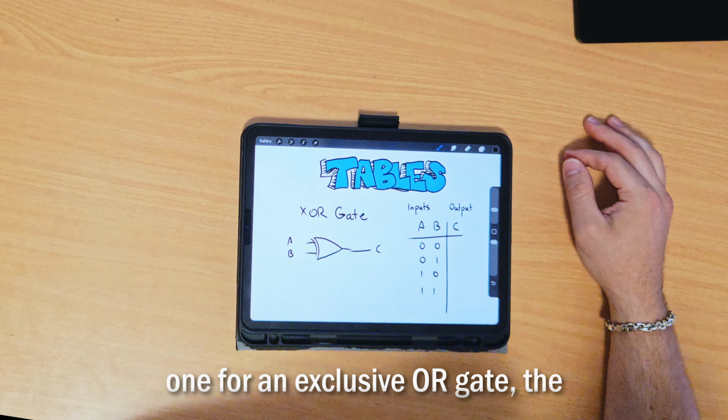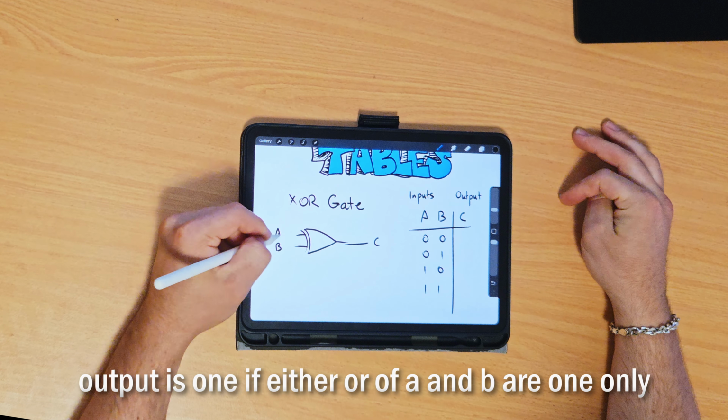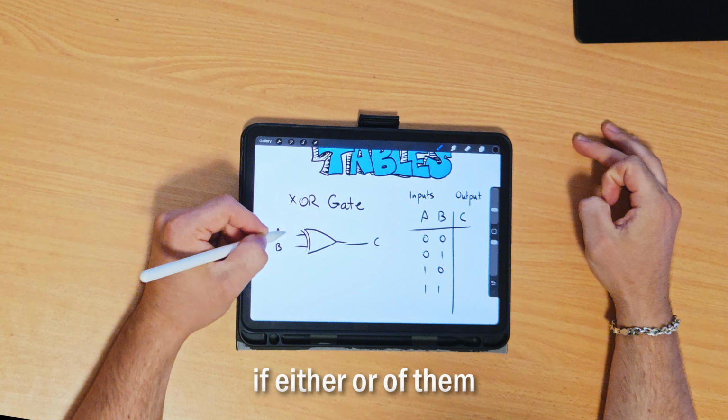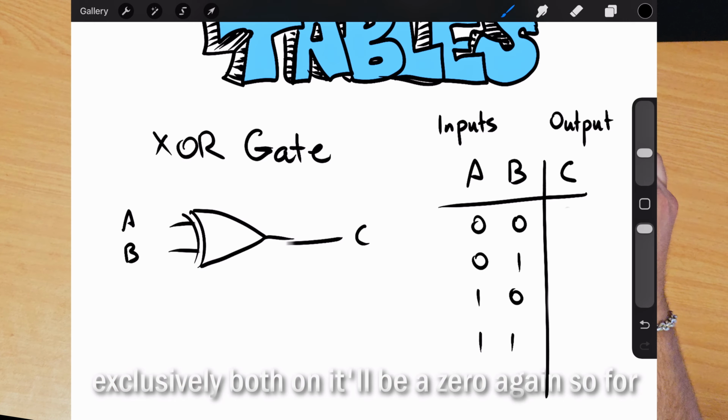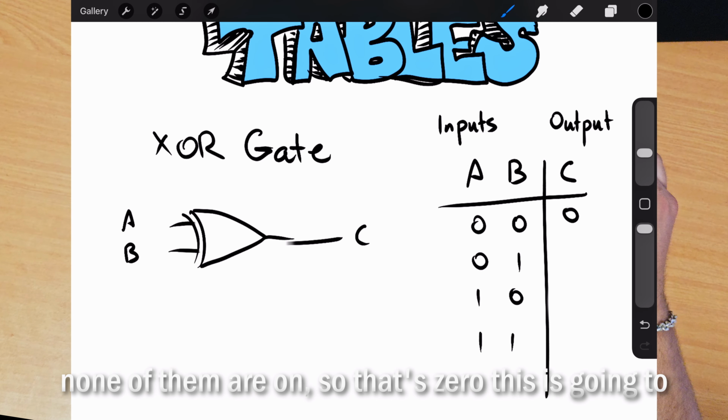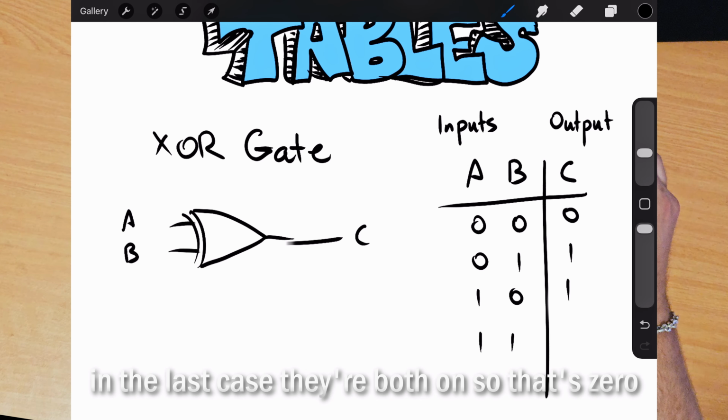For an exclusive OR gate, the output is 1 if either of A and B is 1, but only if either of them exclusively is on. If both are on, it'll be a 0 again. So for the first case, 0, 0, none of them are on, so that's 0. This is going to be 1, this is going to be 1. In the last case, they're both on, so that's 0.